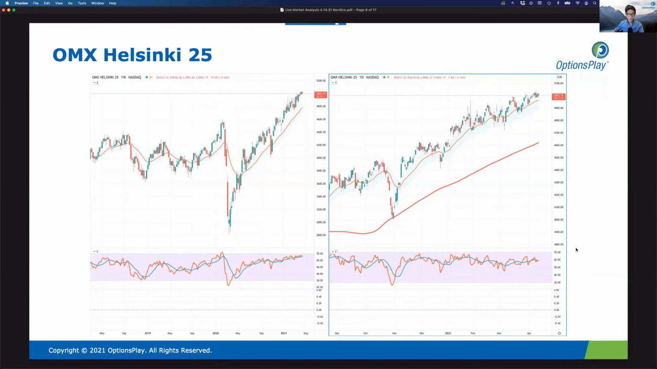And then when we look at Helsinki, this is an interesting market because Helsinki has been on a very straight grind higher. You don't have big moves to the upside. It's just a very consistent, almost boring play, if you will. But it is by far right now the most steady of all of the Nordic markets.